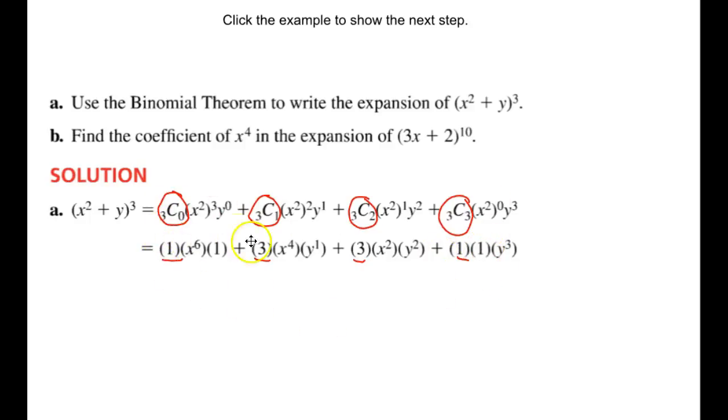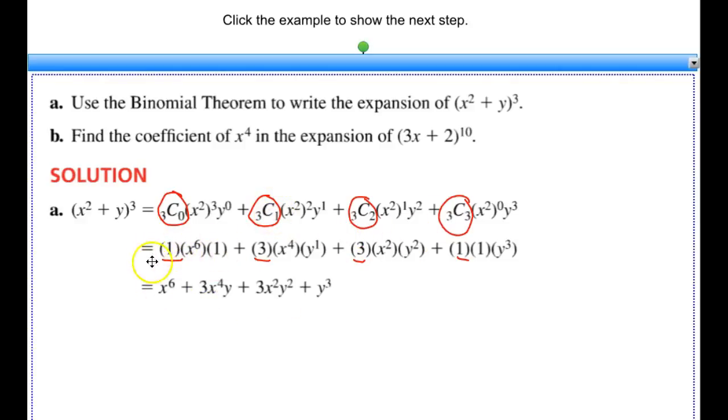So I just look at each piece and simplify it, finding my combinations, and then I can simplify each term. So this ends up just being x to the 6th plus 3x to the 4th y to the 1st plus 3x squared y squared plus y to the 3rd. So you see that it's already in standard form for us.